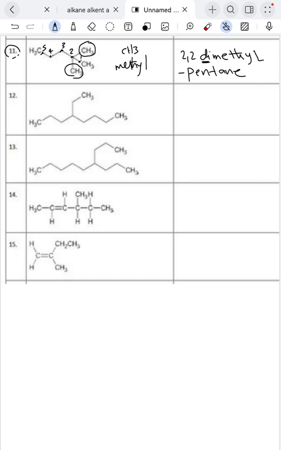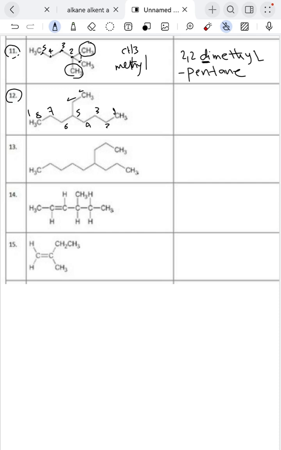Okay, let's go through number 12. Again, we have to select the longest chain. We can start to count the number of carbons. Here is 1, 2, 3, 4, 5, 6, 7, 8. I cannot include this one or this one. Why? Because here they act as branches. You can ask from which side we have to start first, from this side or from this side. It depends on the branch. We have to put the branch at the lowest number.